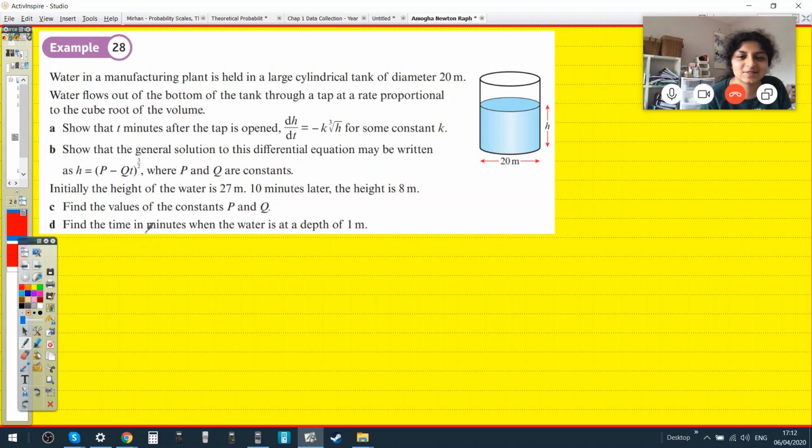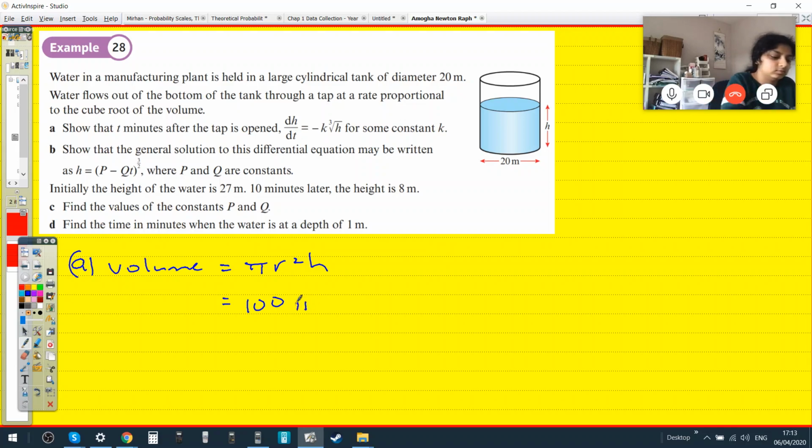I have no idea how to do this question. Show that t minutes after the tap is opened. Okay, so water in a manufacturing plant is held in a large cylindrical tank. What is the, let's say, volume of water? It would just be pi r squared times h. So 20 squared h. What is the radius? 10. Sorry. 100 pi h. So 100 pi h.